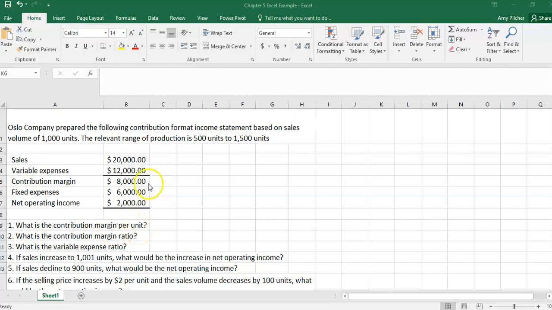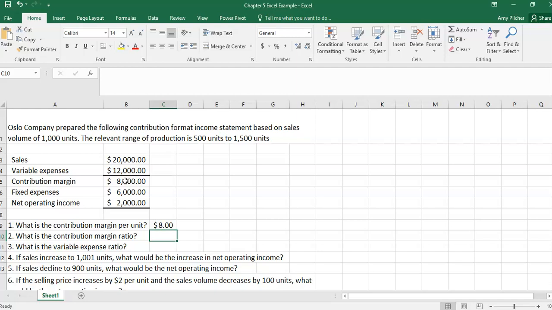Well, we can see that the total contribution margin is $8,000 for a volume of 1,000 units. So the contribution margin per unit is 8,000 divided by 1,000 units, or $8 per unit.